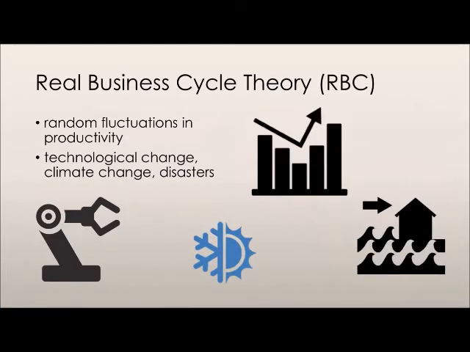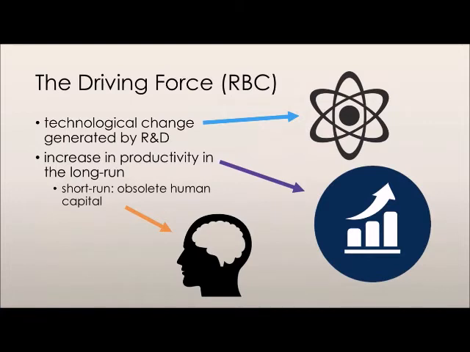Real business cycle theorists see random fluctuations in productivity as the cause of economic fluctuations. The driving force is said to be technological change. However, other factors such as international disturbances, climate change, and natural disasters also impact the business cycle. As I mentioned, the driving force of the growth rate of productivity, according to the real business cycle theory, is said to be technological change.